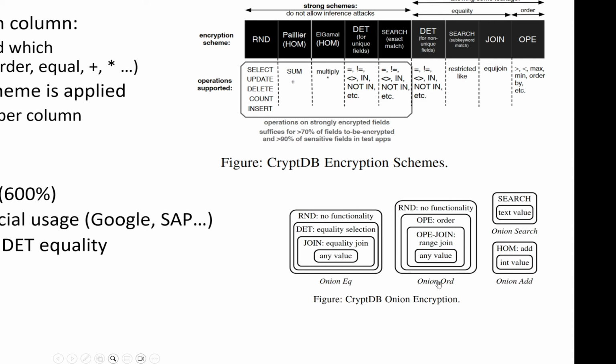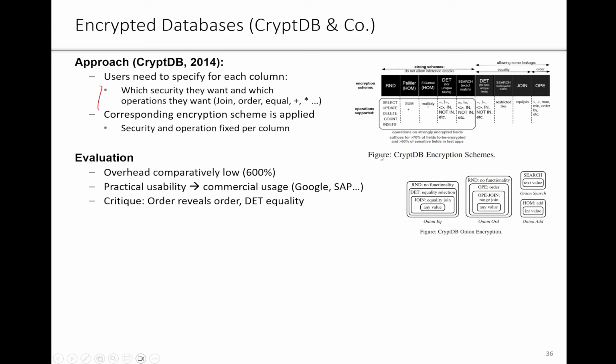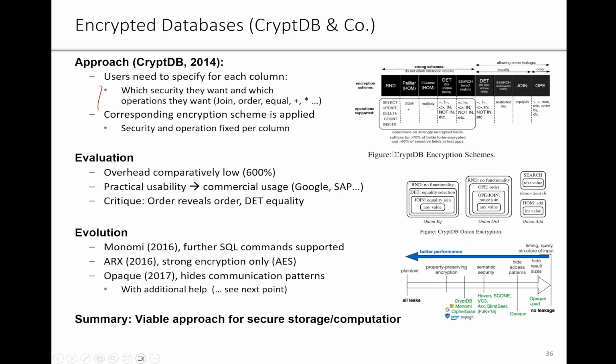So there are different kinds of levels of what is supported, what kind of security. So it tries to really offer a comparable usage option as regular databases, but the data is encrypted. It's rather six times slower than regular databases. It can be used commercially. I mean, it's regularly embedded in the system setup. Sometimes the order of the elements reveals the order.